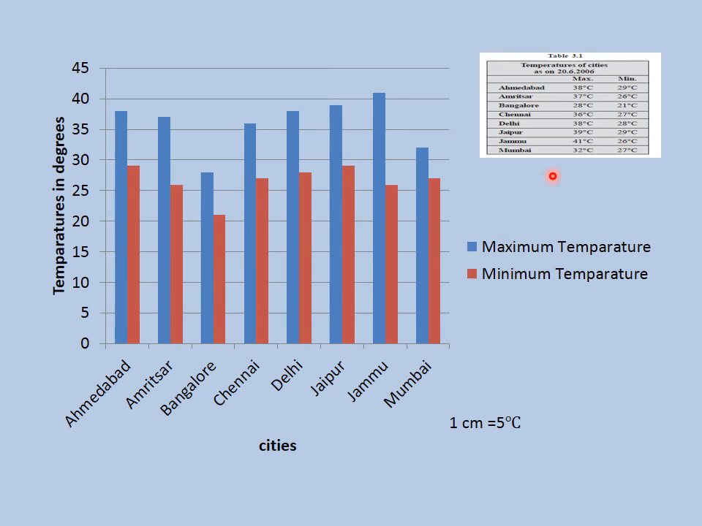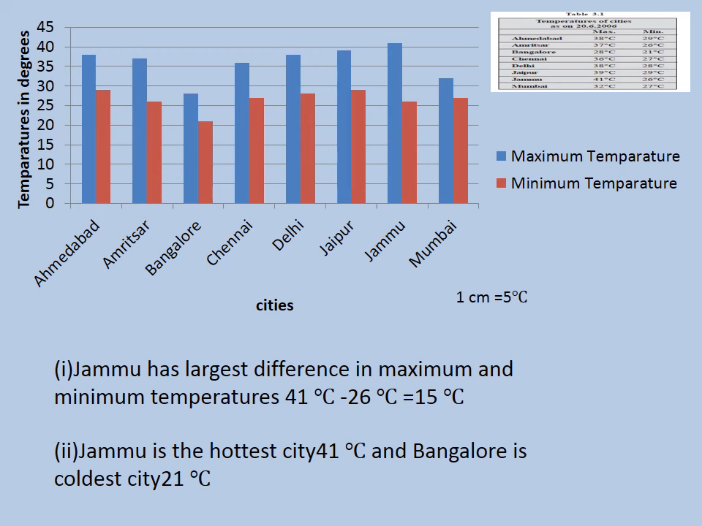One color for the maximum temperature and one color for the minimum temperature, and we draw the bars. On the X-axis we have taken the cities and on the Y-axis we have taken the temperatures in degrees. Now let us continue with the problem. Let us answer one by one.